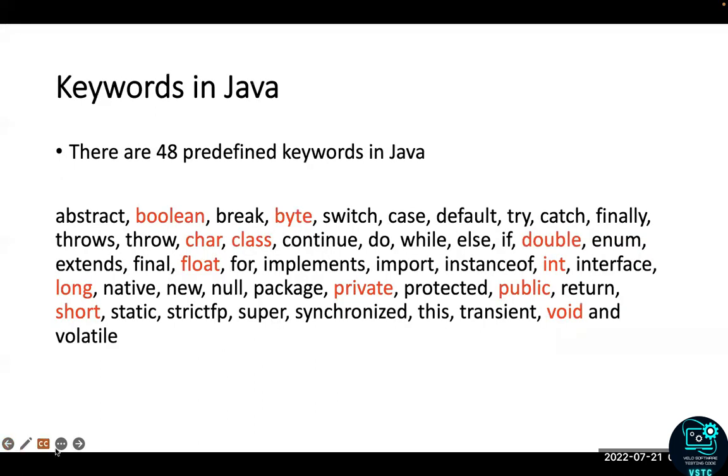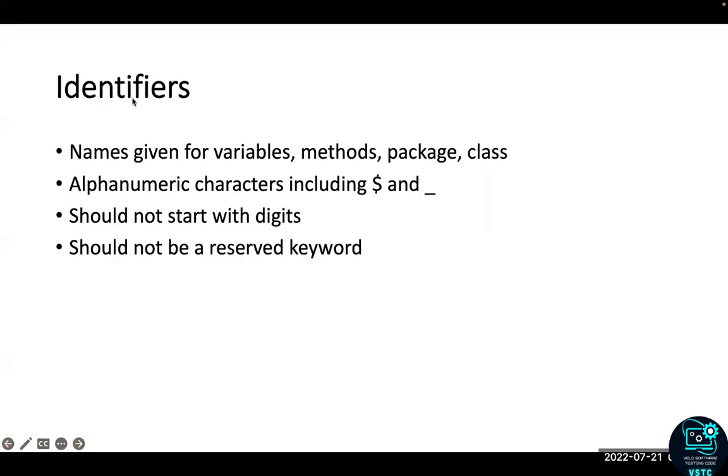Now the next word is identifier. What is meant by identifier? That means the name given for a variable, a method, a package or a class. Identifiers are nothing but the rules for providing a name. Identifier means the rules for giving names for variables, methods, packages, and classes.